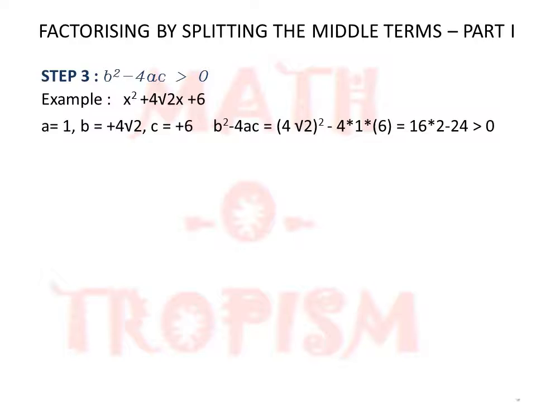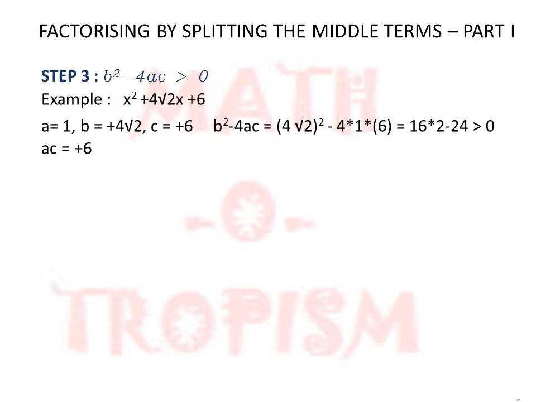So my b square minus 4ac is going to come as (4 root 2) the whole square minus 4 into 1 into 6. Now what is (4 root 2) the whole square? It is 4 square into root 2 square. 4 square is 16. Root 2 square is 2. So 16 into 2 will give me 32 minus 24, which is greater than 0. So my ac now is plus 6.